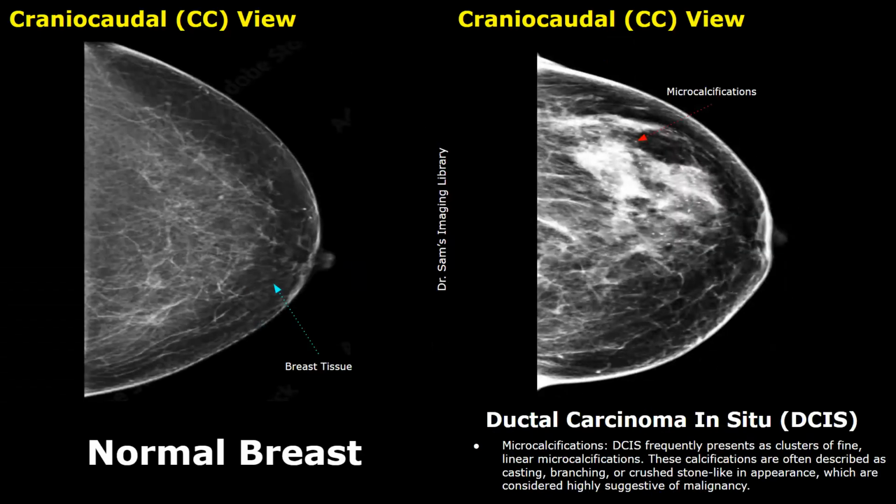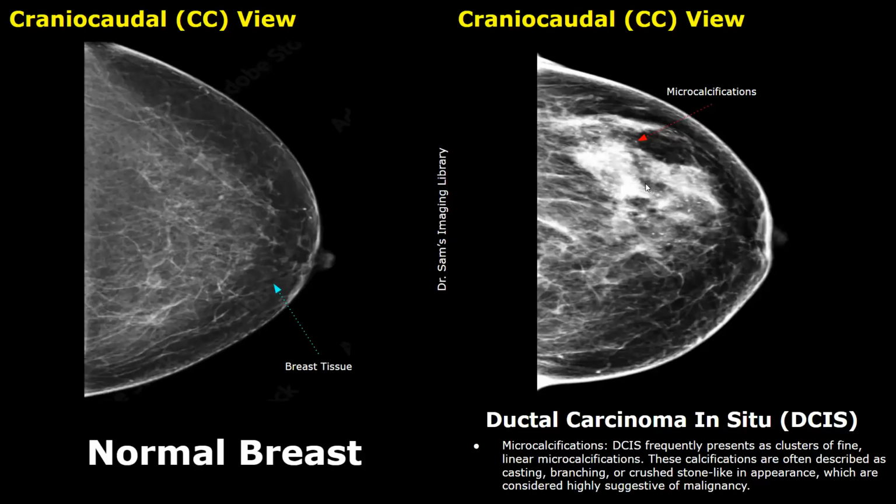Ductal carcinoma in situ is a type of breast cancer. It is a malignant condition. On mammography, it usually presents as microcalcifications. Clusters of fine linear microcalcifications are usually seen. They may have a casting, branching, or crushed stone-like pattern, which are considered malignant.